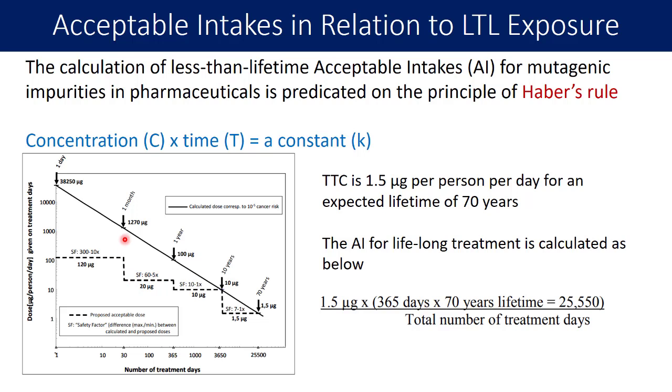In the same way, if you look at the acceptable intake for a mutagenic substance for a drug product with a duration of treatment until 1 month, it is supposed to be 1270 micrograms, but you will find the safety factor of 10x. 10x means what? 1270 divided by 10 gives almost 127, or roughly 120 micrograms. So this way the safety factors would be used, and you cannot just extrapolate the time duration, and accordingly the concentration cannot be defined.